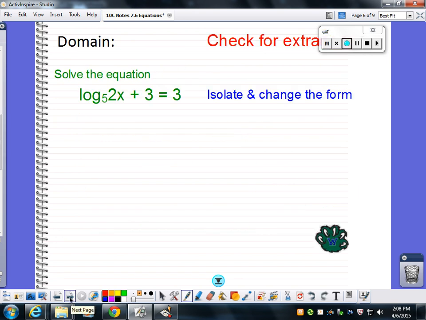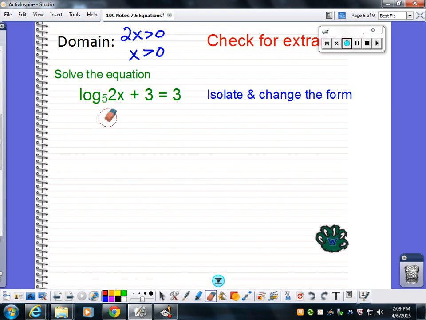Write down the following equation: log base 5 of 2x plus 3 equals 3. Here again, I want to isolate and then I'm going to change the form. It's all about recognizing how to go about this. In any equation, we always want to isolate that variable term first. Now let's stop for a moment and state the domain of this, our 2x here. So 2x has to be greater than 0, so that means our solution, x, has to be greater than 0. We're going to check any solution against that domain.